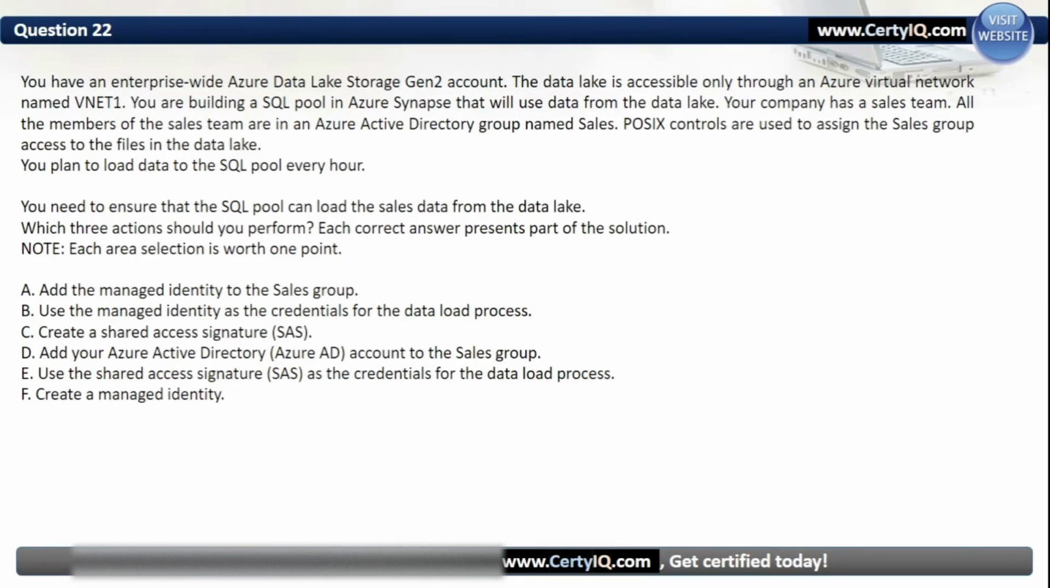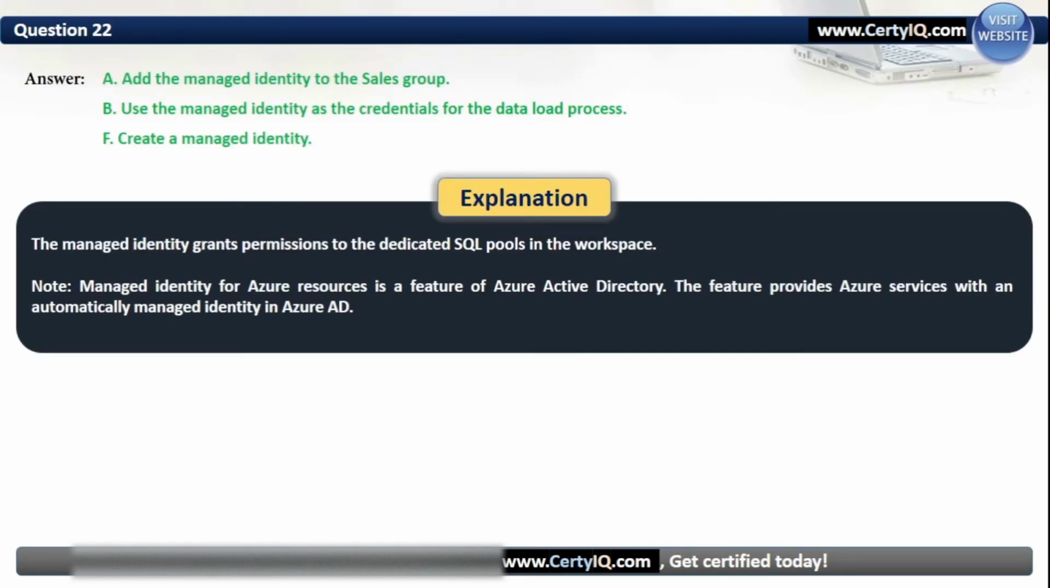The correct options are A, B, and F. That is, add the managed identity to the sales group, use the managed identity as the credentials for the data load process, and create a managed identity. The managed identity grants permissions to the dedicated SQL pools in the workspace. Note, managed identity for Azure resources is a feature of Azure Active Directory. The feature provides Azure services with an automatically managed identity in Azure AD.